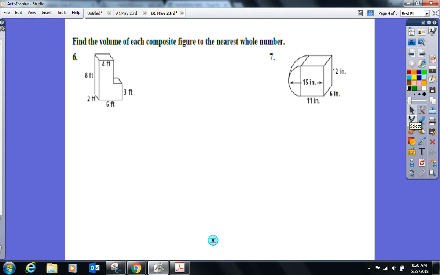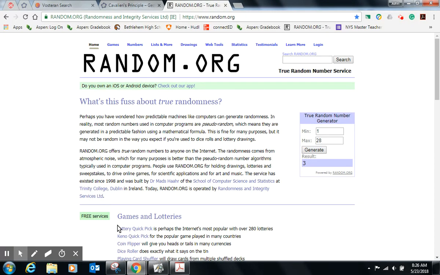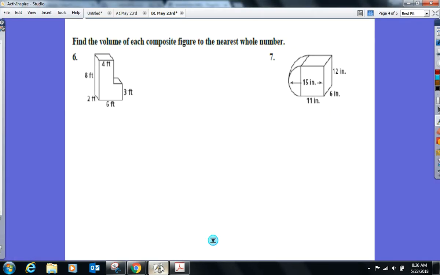How can I chop this bad boy up now? How do you want me to chop it up into 2 figures I am familiar with? Any ideas? You want me to chop this up? Would you like to make a vertical or horizontal line? Vertical. Okay, you got it? So I'm just going to call this prism number 1, and I'm going to call this prism number 2.